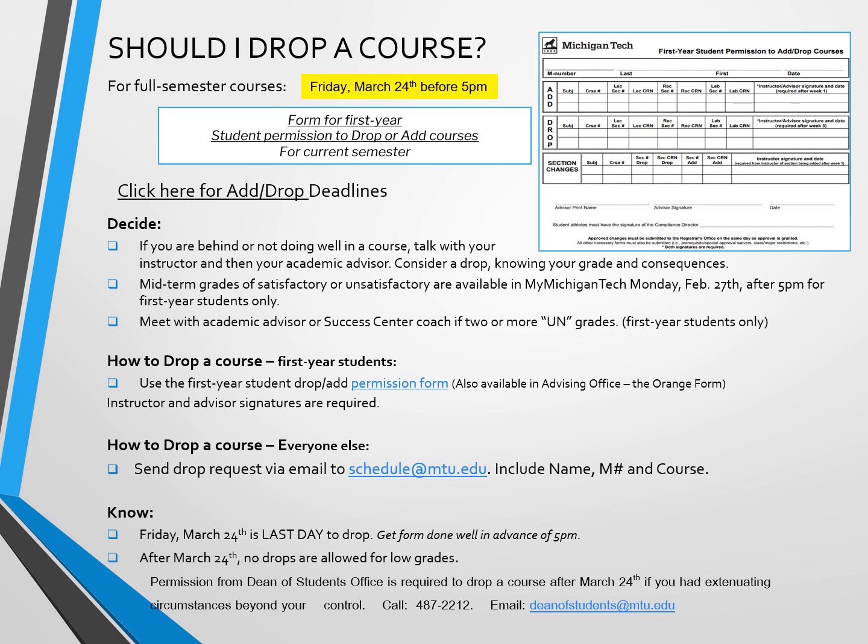Give yourself time to meet with and collect signatures a few days in advance of the March 24th drop deadline. The last day to drop a full semester course is Friday of week 10 for a grade of W. A W grade is for withdrawal and does not affect the GPA. No course drops are permitted after 5 p.m. March 24th unless there were extenuating circumstances beyond the student's control.